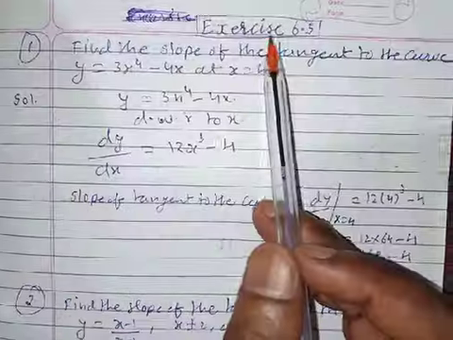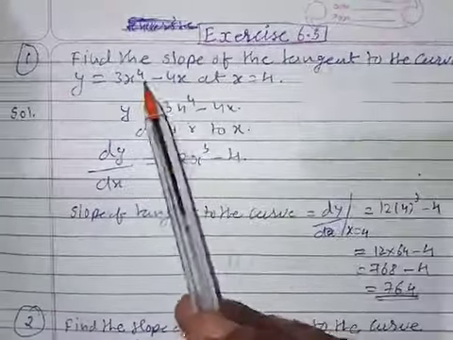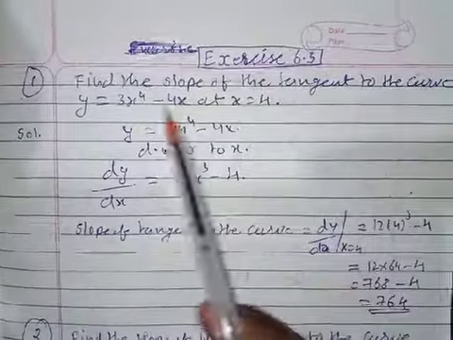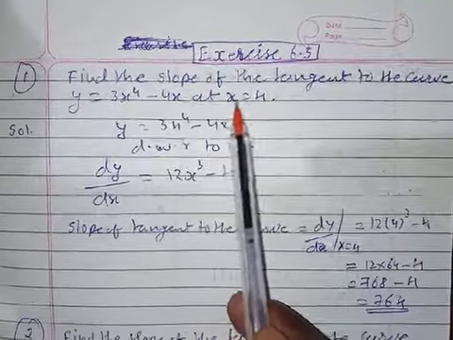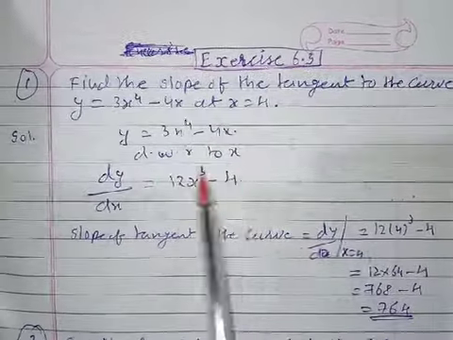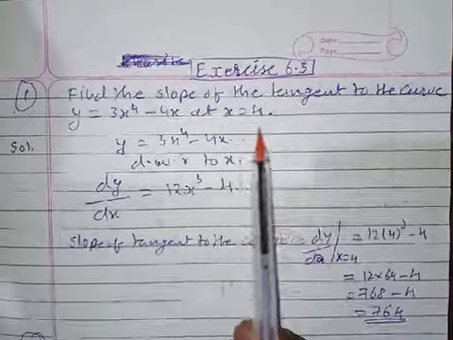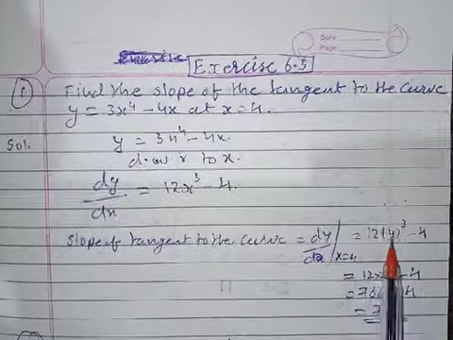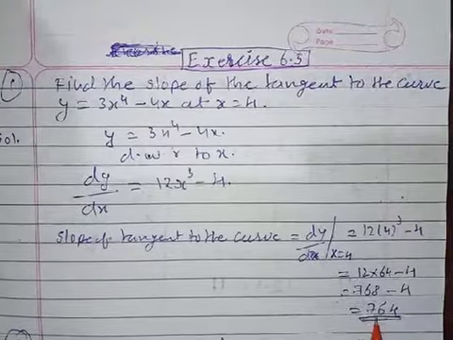Okay. Let's start with exercise 6.3. Find the slope of a tangent to the curve y is equal to this, at x is equal to 4. Derivative with respect to x, dy by dx is equal to, we got this. At which point we have to find? x is equal to 4. So substitute x is equal to 4. dy by dx at x is equal to 4. So you get 7/64.